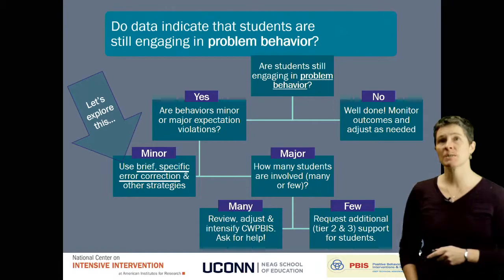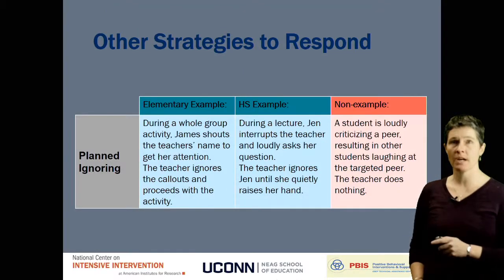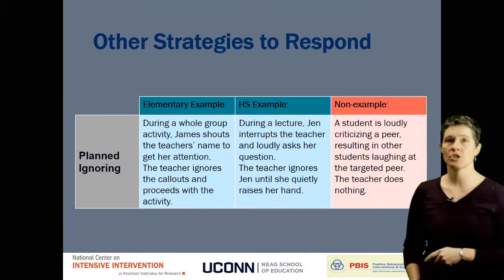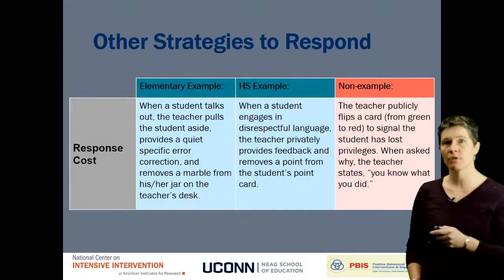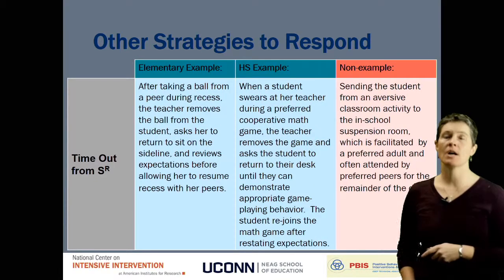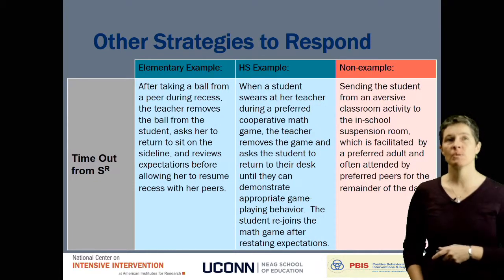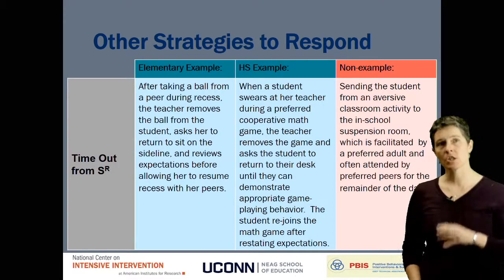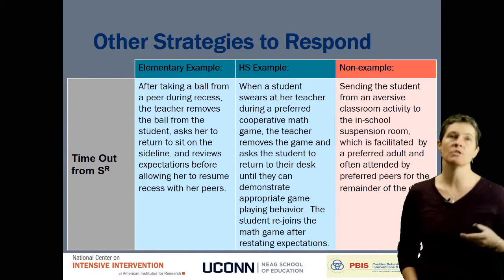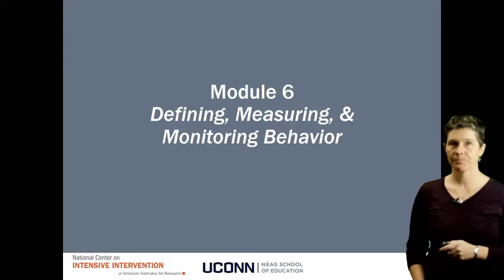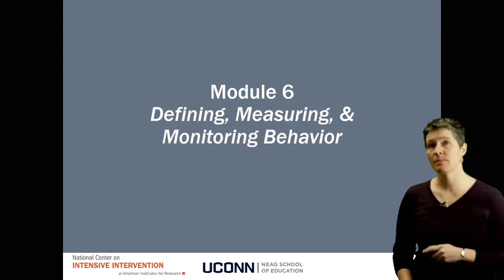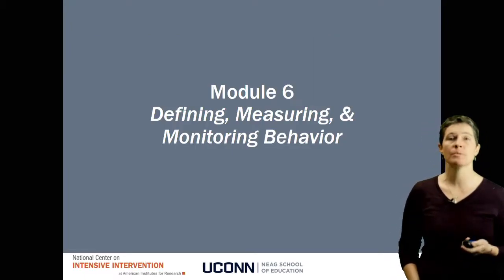In this module, we spent some time thinking about brief specific error corrections and those additional strategies like planned ignoring, differential reinforcement, response cost, and timeout from reinforcement that you can layer on to discourage the ongoing use of problem behaviors in your classroom. In Module 6, we moved on to thinking about how do we measure behavior.